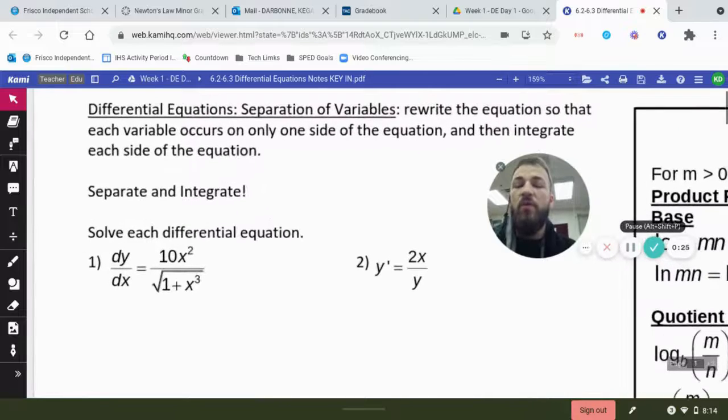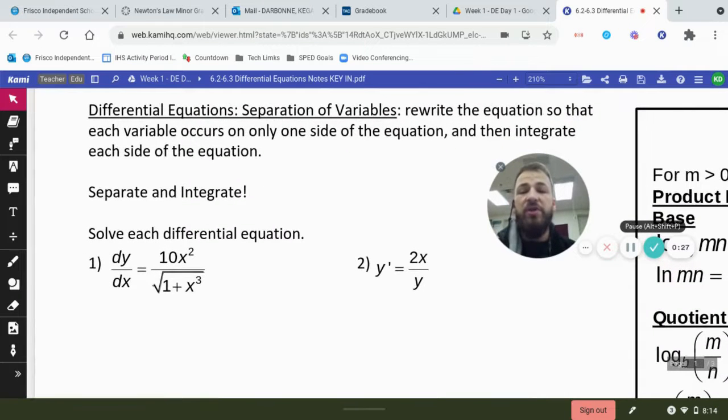And just like before, our first step with a differential equation is I want to multiply that dx over so it's with all the x's. So I'll have dy on the left and I'll have dx on the right. We call this form separate and integrate.